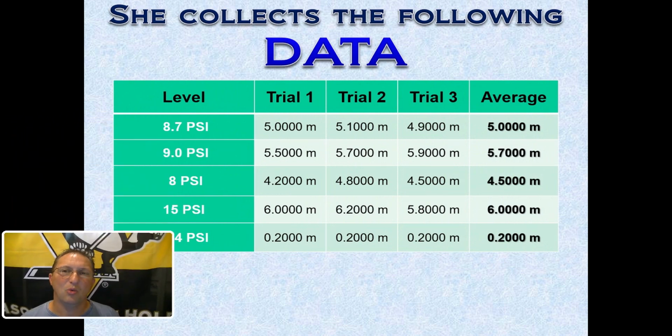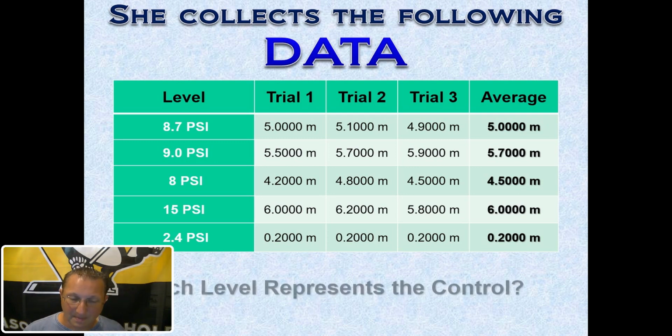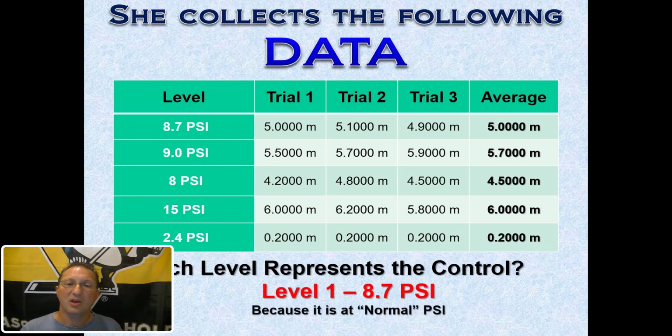You'll see that, what did she do? She did 3 trials, right? So she has distances for trial 1, distances for trial 2, distances for trial 3, and then she averaged them all together. Does this prove or disprove her hypothesis? That's for her to decide. We already mentioned this before, but which level represents her control? It's that first level, right? So that first level, notice the average for the official PSI with our kicking device was 5 meters.